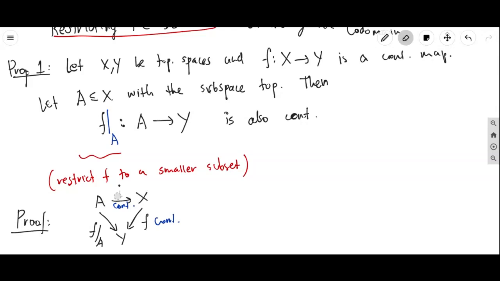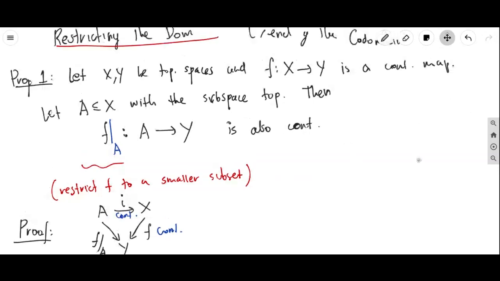The inclusion is continuous, that's the earlier proposition, so therefore this composition, which is the restricted function from the smaller set, is also continuous. Okay, so this is proposition 1. It's a one-liner. In fact, there's not even any words here. It's just one nice picture that shows you how the whole thing fits together. So this is proposition 1.